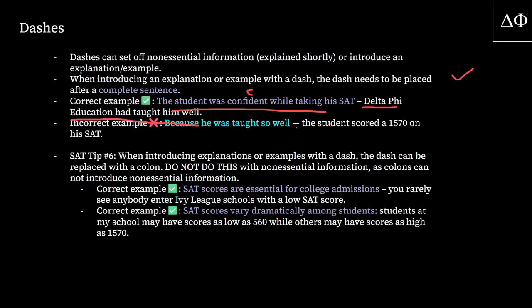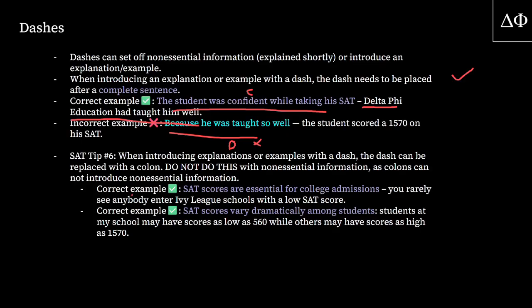Look at this incorrect example. Because he was taught so well, dash, the student scored 1570 on his SAT. This is a dependent clause. So this is not correct. Also, when introducing explanations or examples, the dash can be replaced with a colon. Do not do this with non-essential information. Colons cannot introduce non-essential information.